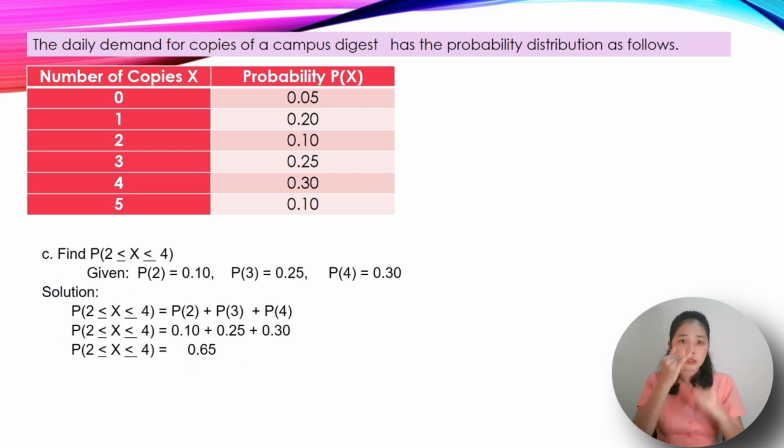The last one is to find the probability that X is between or equal to 2 and 4. So these are the given. 2 is included, so the probability of 2 is equal to 0.1. The probability of 3 is 0.25. 4 is also included, so the probability of 4 is equal to 0.3. So, getting the summation of this, we will come up with 0.65.